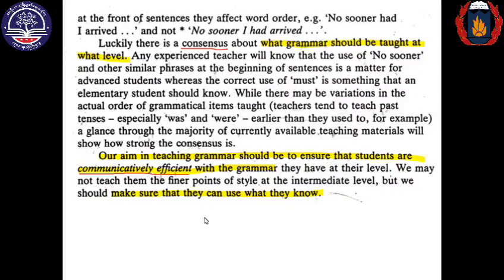No. What is wrong? I go to school yesterday. We should use past tense.